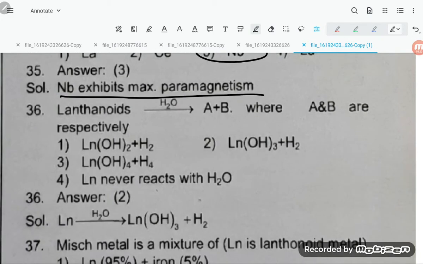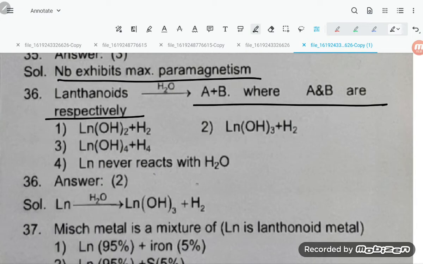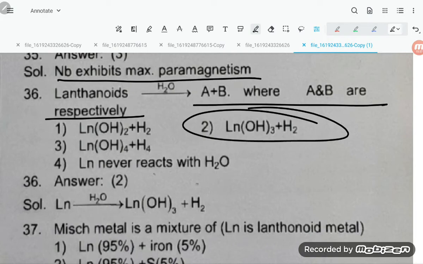Lanthanoids with H2O give A plus B, where A and B are respectively lanthanum hydroxide and H2. So Ln(OH)3, because the plus 3 oxidation state is more stable. So the correct option is option number 3.